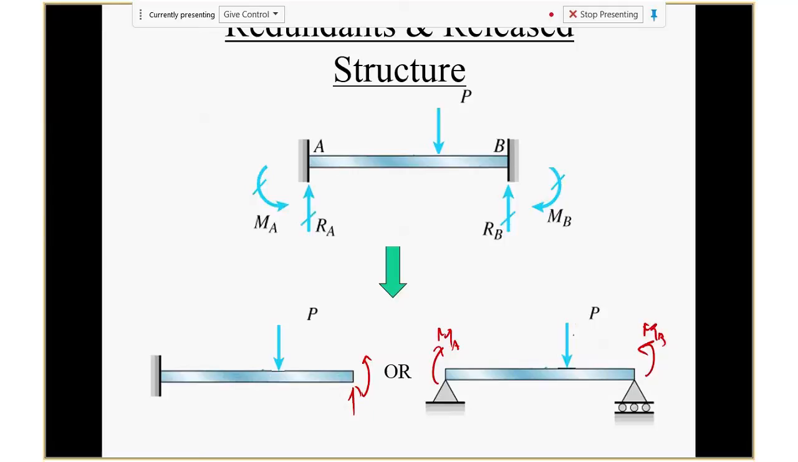So you can basically remove the redundant, whichever you think can be treated as a redundant reaction, remove the restriction, and replace it with the force or moment accordingly. And then you have a determinate structure. Determinate structure, we know how to deal with it, right? Let's say we look at this one, the one on the left. This is a determinate structure. How do you solve for the deflection, everything?